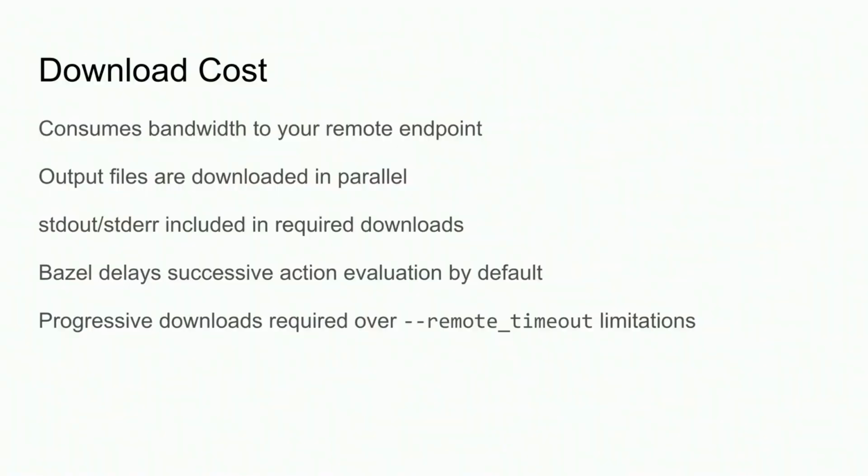Obviously, progressive downloads are required to get past the remote timeout. Again, this was part of the reason why RBE had a 3600 timeout, because we didn't have progressive downloads in the version of Bazel that it shipped with.